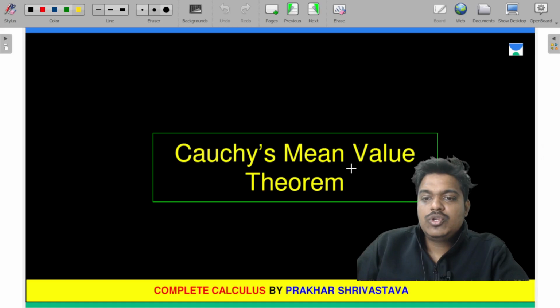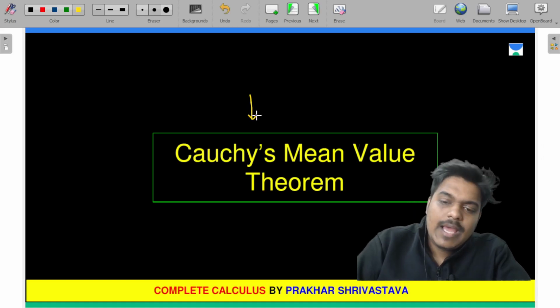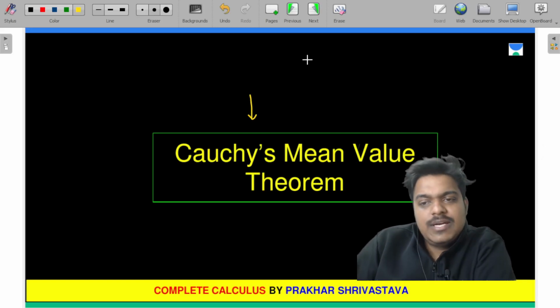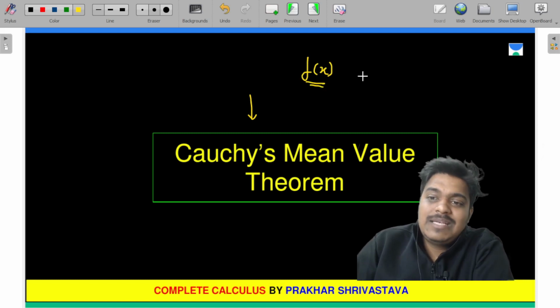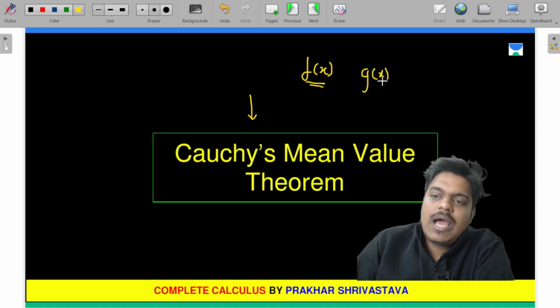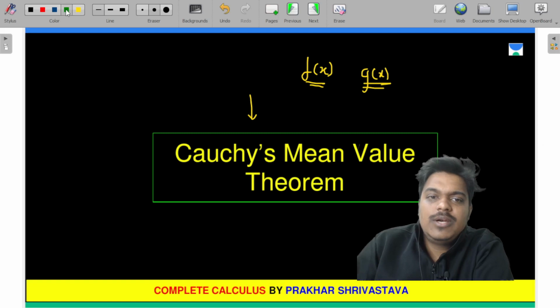Now we are going to discuss Cauchy's mean value theorem. Till now we have considered only one function, but suppose there are two functions and we need to find the relation between the two.